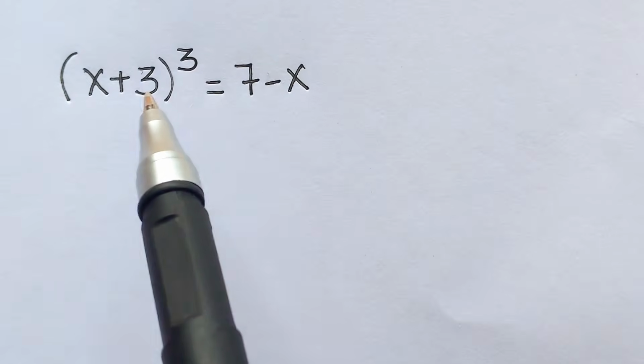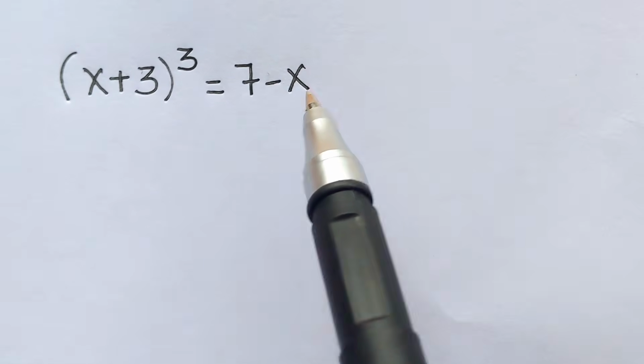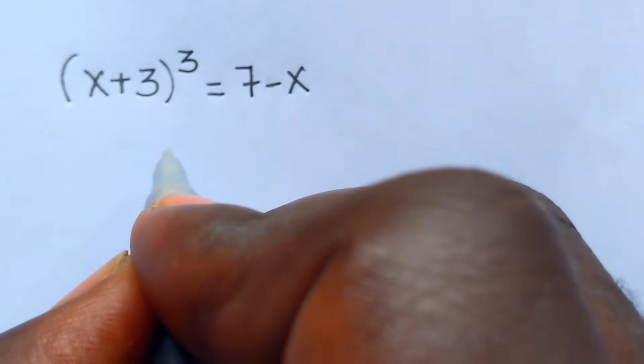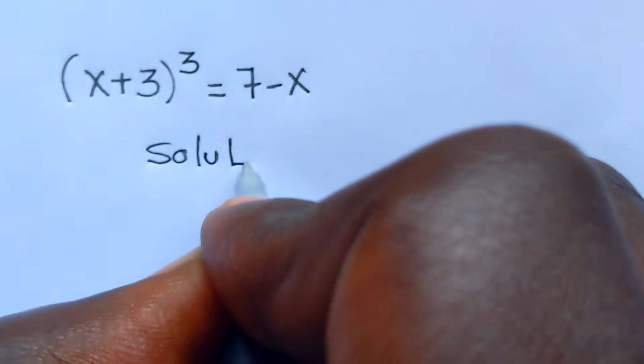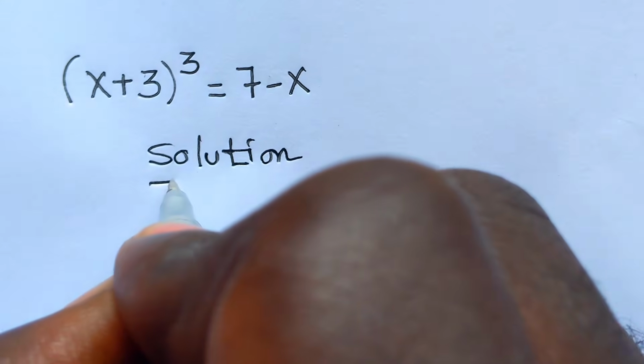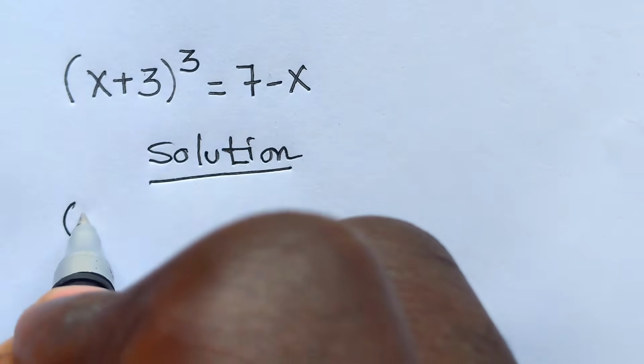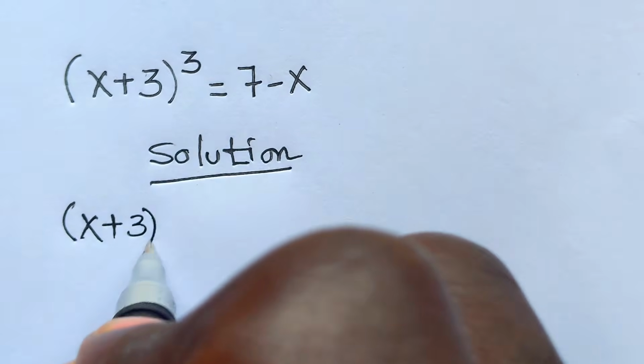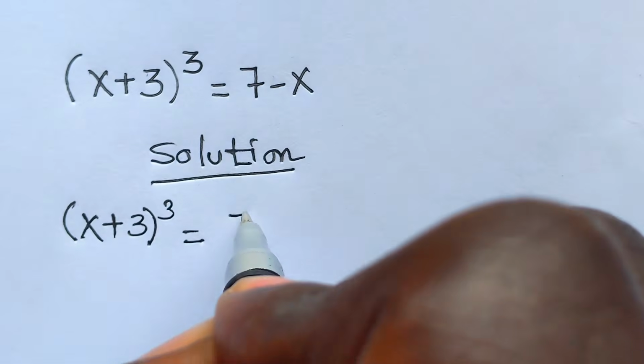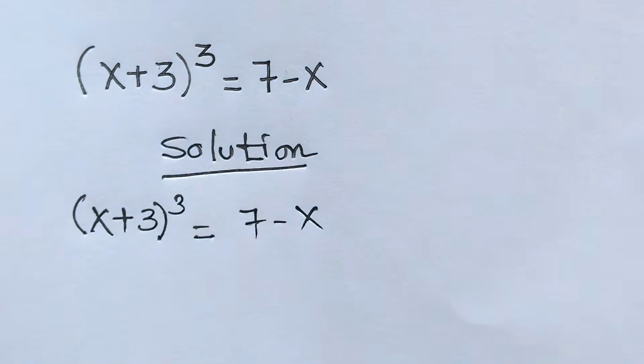X plus 3 power 3 equals to 7 minus x. Let's provide the solution very quickly. The first thing here is to copy what we have. We have x plus 3 power 3, which equals to 7 minus x.